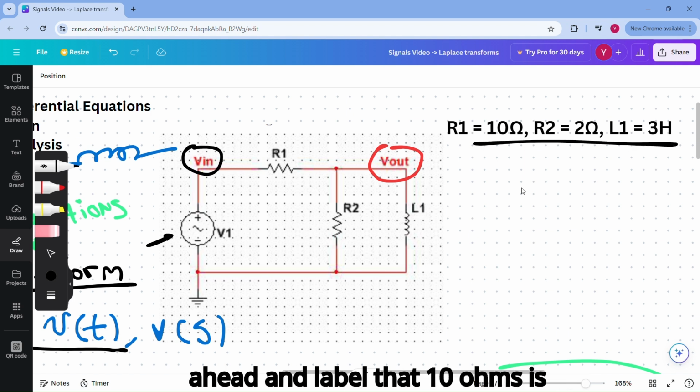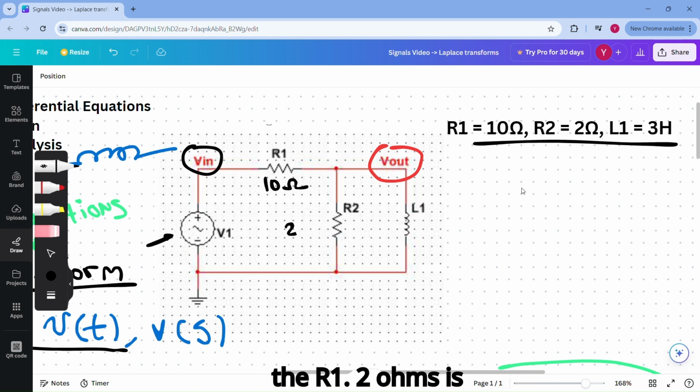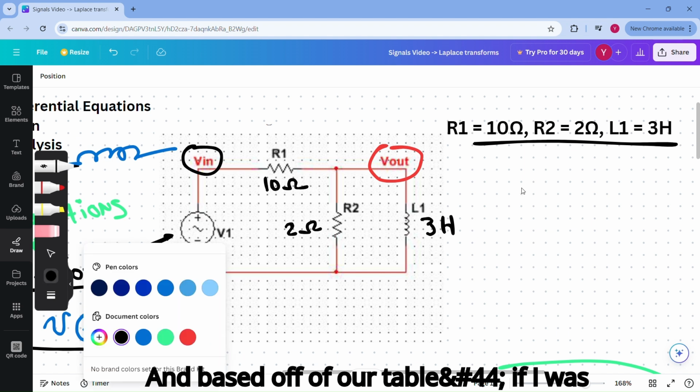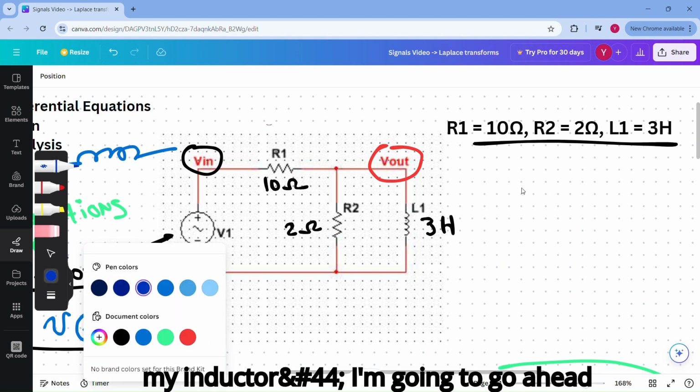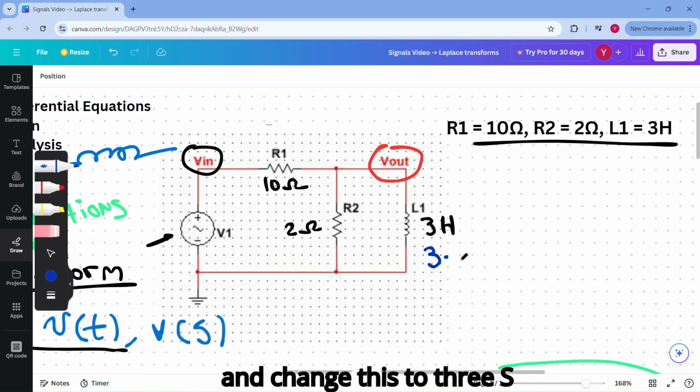So I'm going to just go ahead and label that. 10 ohms is R1, 2 ohms is R2, and 3 H, or 3 henries, is our L1. And based off of our table, if I was doing the generic Laplace transform for my inductor, I'm going to go ahead and change this to 3S.